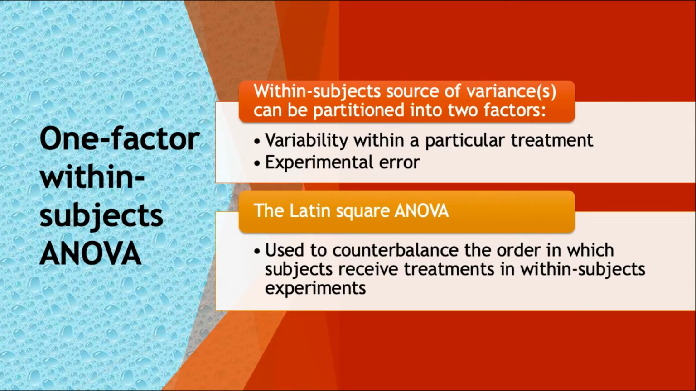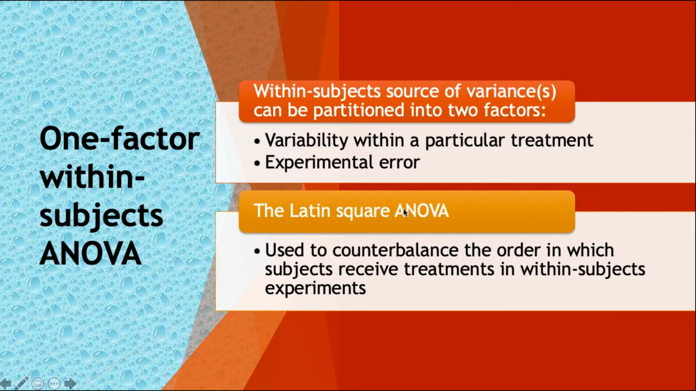So the within-subject source of variance can also be partitioned into two factors: variability within a particular treatment, or different subjects reacting differently to the same treatment, and experimental error. The contribution of individual differences is estimated by treating subject as a factor in the analysis, which we call S. You then subtract S from the usual within-groups variance. This subtraction reduces the amount of error in the denominator of the F ratio, thus making the F ratio more sensitive to the effect of the independent variable, or more powerful. This is a major advantage.